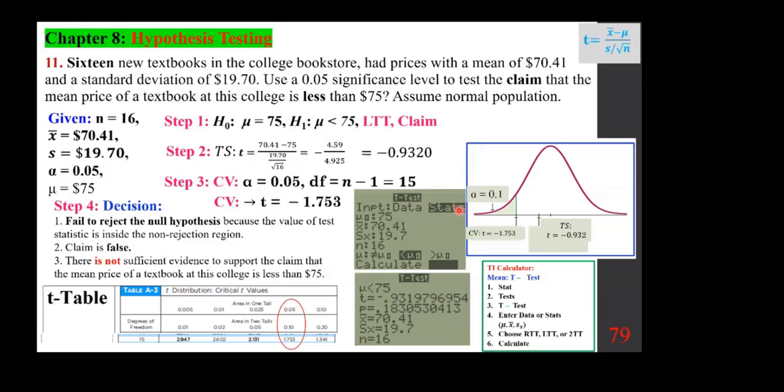Here's the result, and pay attention to the p-value. Now, what is the p-value? Let me show you. Because this is again a left tail test, the alpha is the green value of 0.1. The p-value is the area to the left of test statistic of negative 0.932, equal to, according to technology, this number, 0.18305304. So let's say 0.18, which is larger than alpha of 0.05.